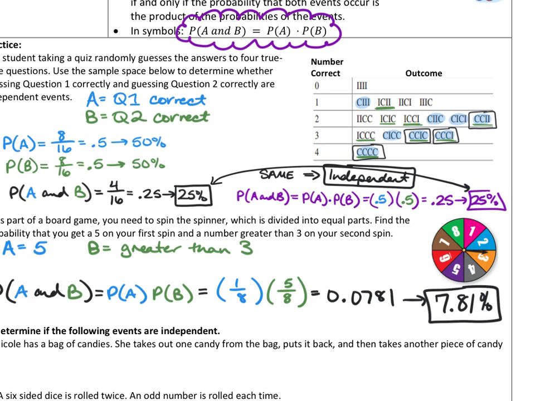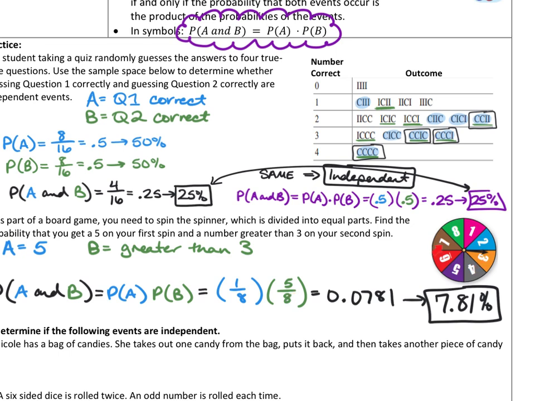Okay, I have a question for you. Just because I didn't do this as 2 separate problems, where did I get the 1/8 from? Who can answer that for me? It's because there's only 1 chance out of 8 chances to roll a 5. And probability of A is the probability of getting a 5. Where did the 5/8 come from?